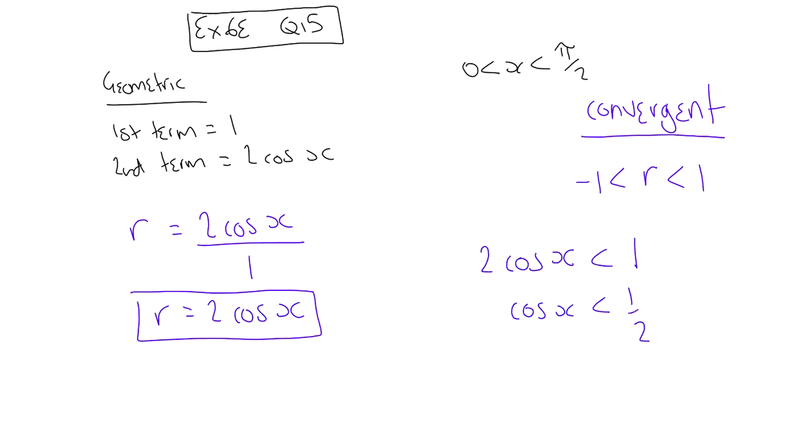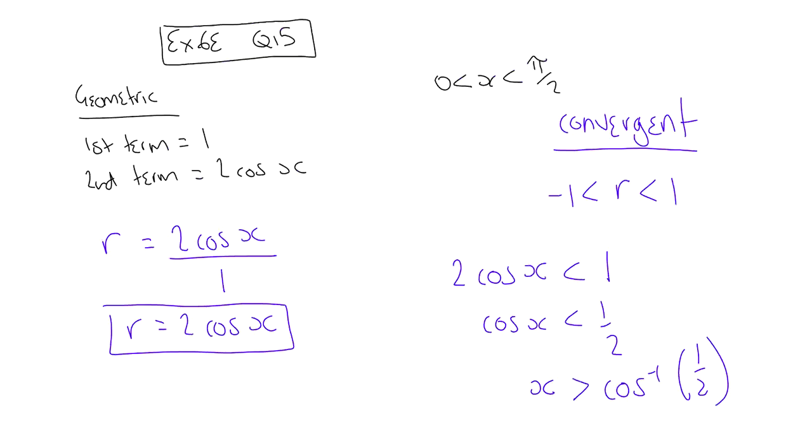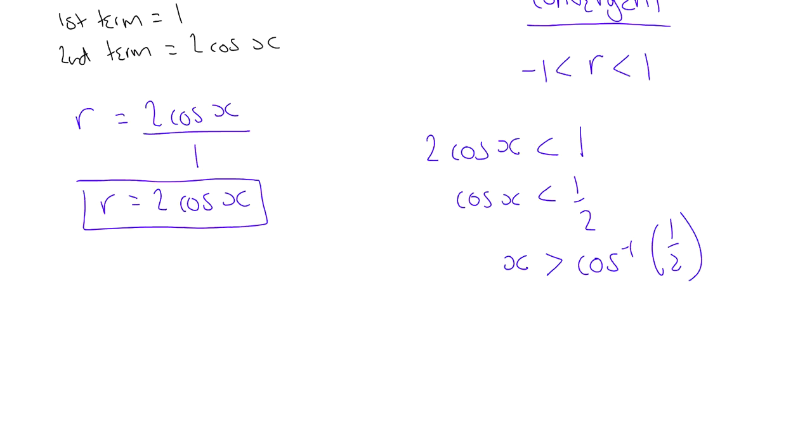Now, the interesting thing about inequalities is I need to flip the sign when I'm taking the inverse, all right? So now I'm going to say that x is, and remember, we are in radians, so I must have my calculator in radian mode, so x is greater than pi on 3.